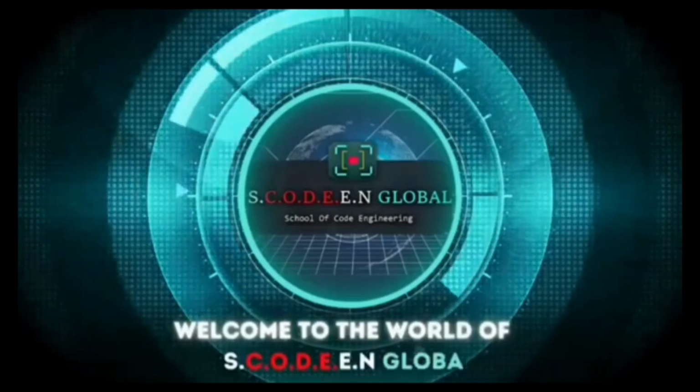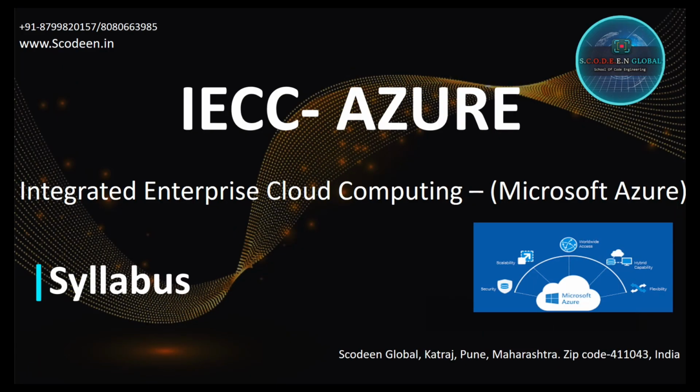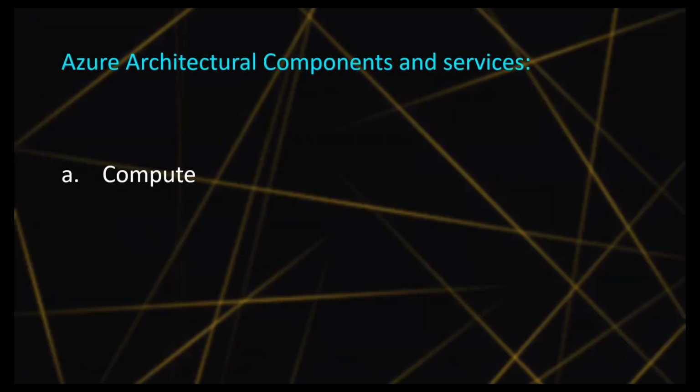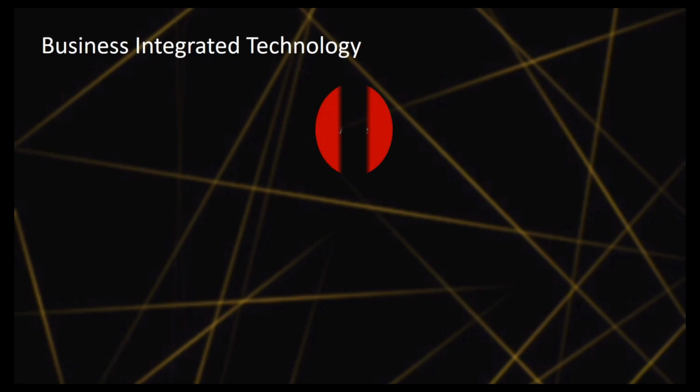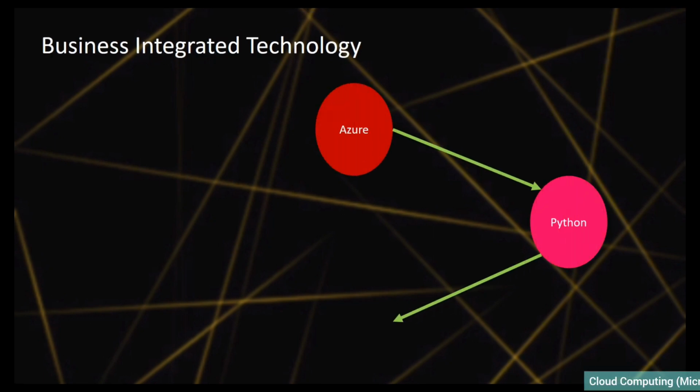Welcome to Scodeen Global. This is one of the sophisticated and intelligent Microsoft Azure Cloud Computing syllabus. The course structure is named Integrated Enterprise Cloud Computing, that is IECC for Microsoft Azure. It covers Azure architectural components and services: compute, networking, and storage. It will complete the certification levels such as DP 100, AI 100, and AI 300. It integrates powerful technology to satisfy business demand with Azure, Python, DevOps, and Unix.